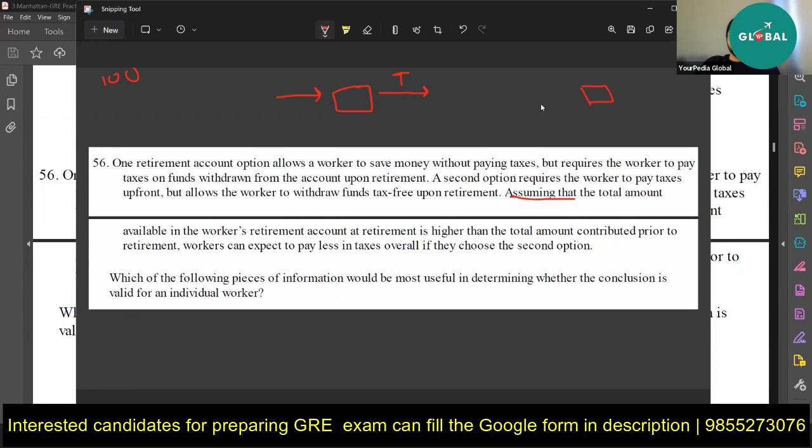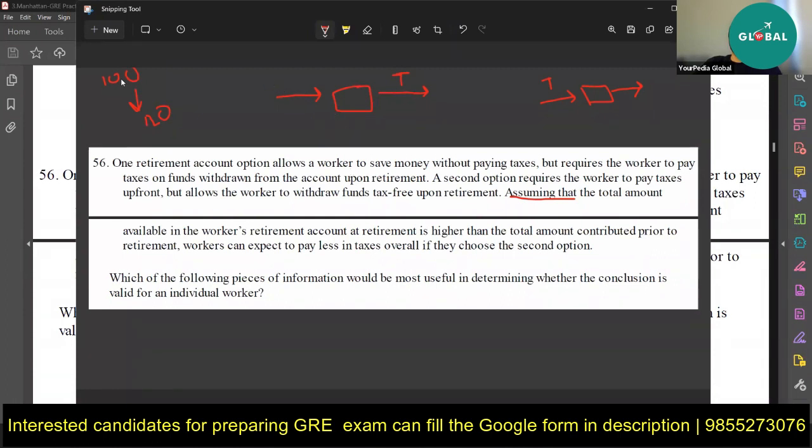The other option is that you have to pay tax initially on this 100 rupees, and while withdrawing, you don't have to pay any tax. It is tax free. These are the two options in the first two lines. Now what he's asking us to assume is that the total amount available in the worker's retirement account at retirement is higher than the total amount contributed prior to retirement. So when money is in this account, if you put in 100, upon retirement this 100 may be converted to 120. You will get some interest. This information you have to assume.